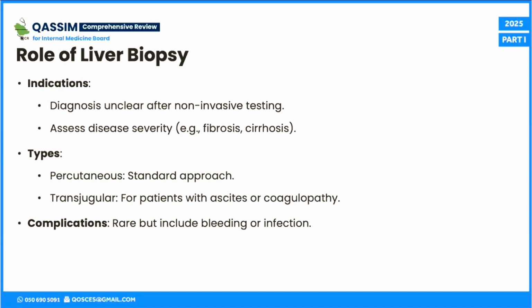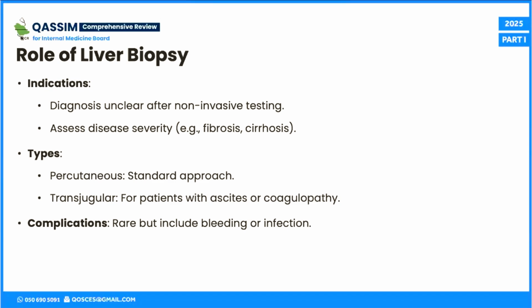Whenever you are presented with a question where the extensive workup is done for the patient, almost all the labs and radiologic investigations were done, and it was inconclusive and unrevealing for the diagnosis, you think about liver biopsy. Okay, so you do it whenever it is unclear from non-invasive testing, and you assess the disease severity. You assess the fibrosis and cirrhosis, and presence or absence of active inflammation, and what type of inflammation is there.